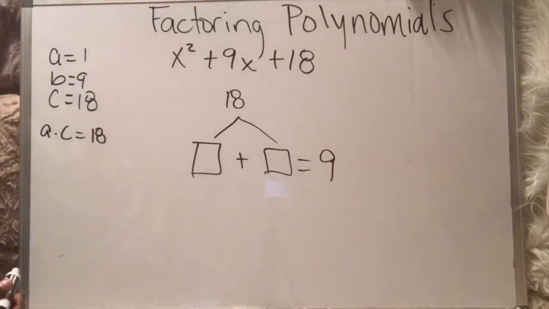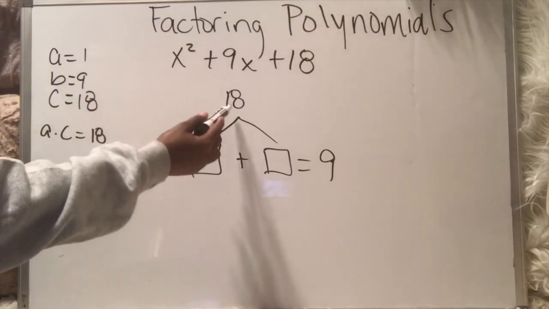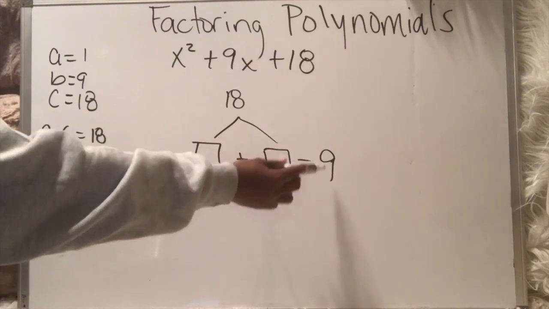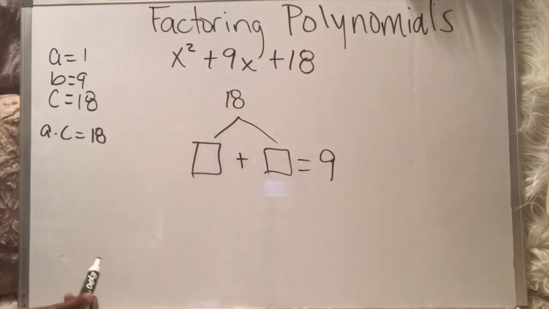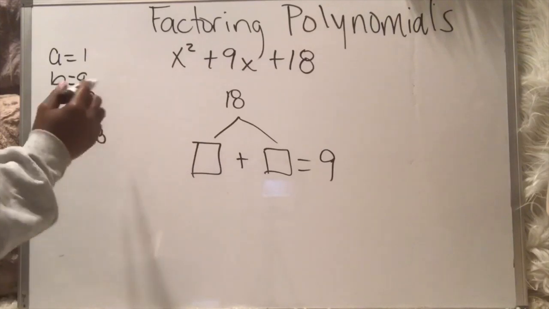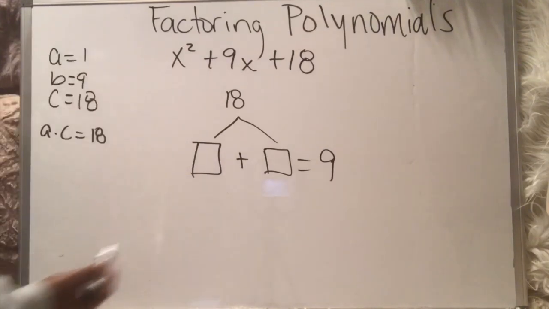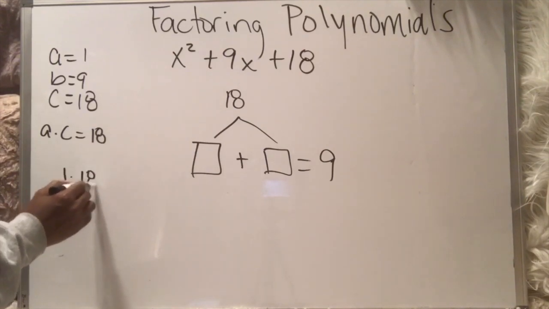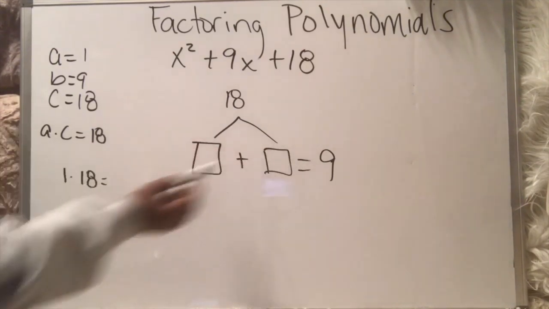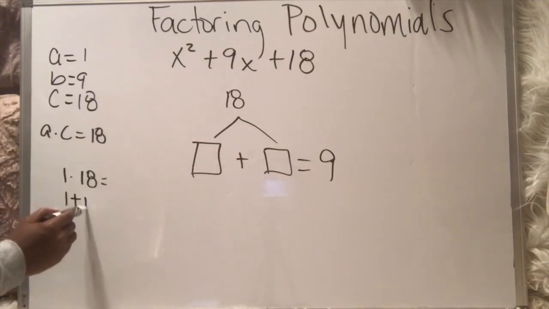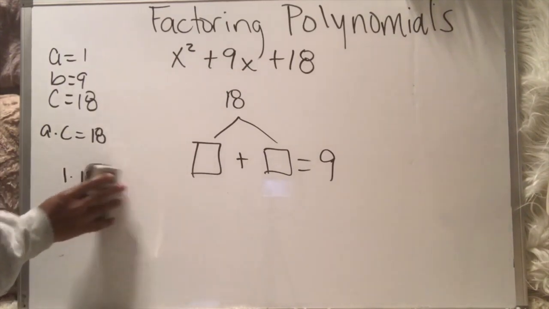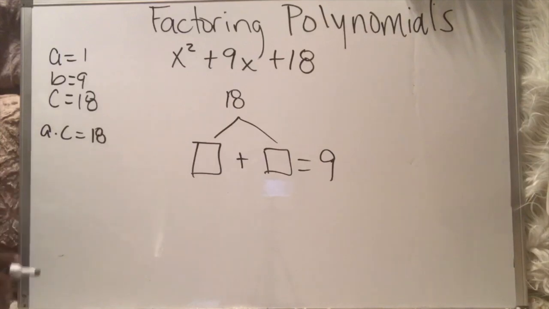All right? So now that we have that, we need to figure out two numbers that add to give me 9, but multiply to give me 18. So I'm going to write down the numbers, and we can clearly see that 1 times 18 is 18, but there's no way possible that we can get 1 plus 18 to be 9. So 1 and 18 are not the factors we're going to use.